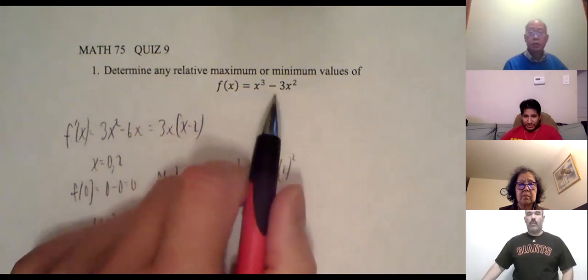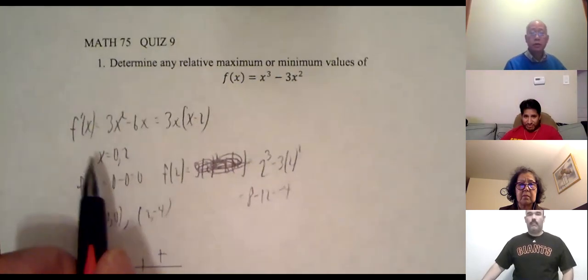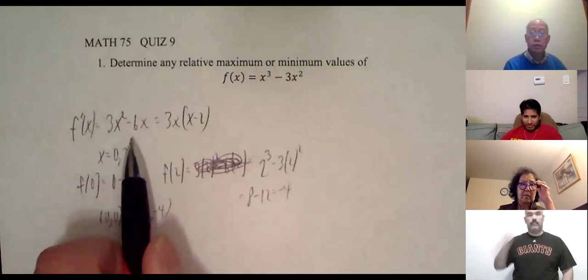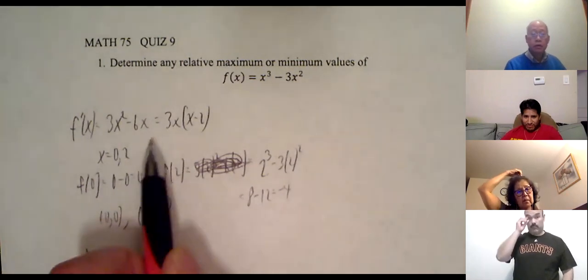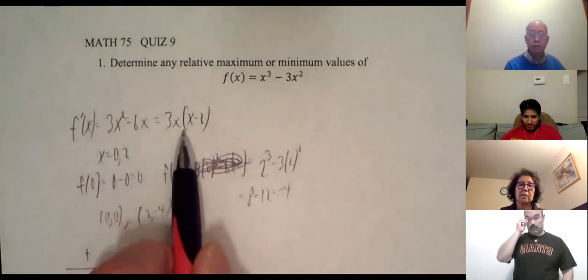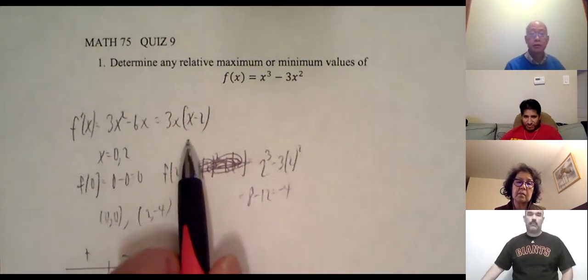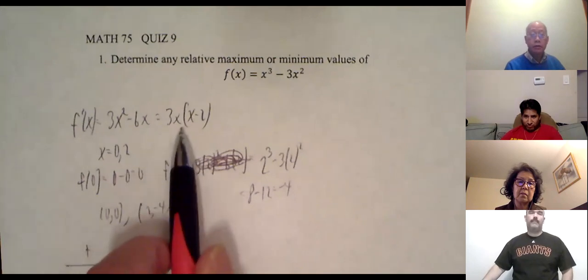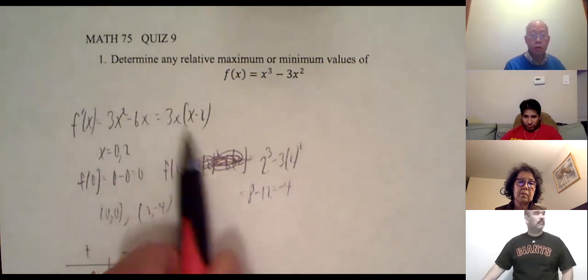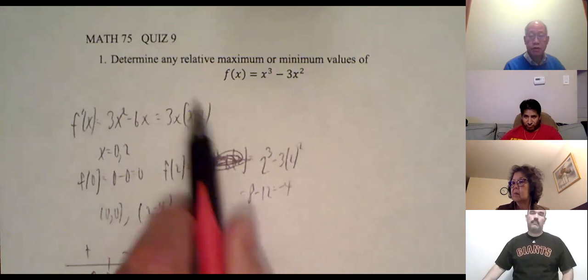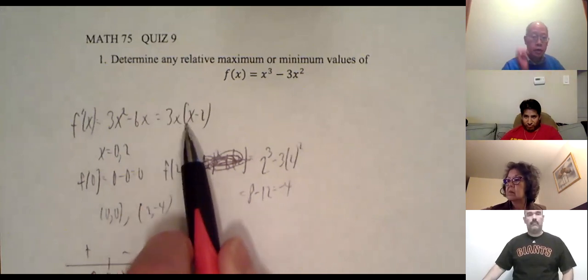So f of x equals x cubed minus 3x squared. So take the derivative, 3x squared minus 6x. That factors into 3x times x minus 2. Yeah, I messed up. What else is new? All right, so I set the derivative equal to 0. So what numbers make this expression 0? Well, 0 and 2.